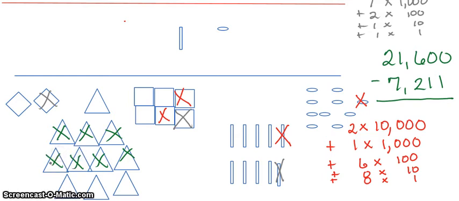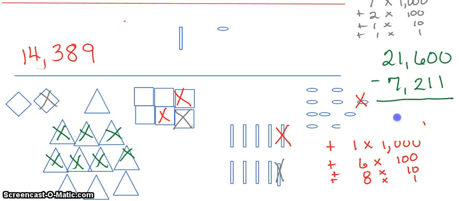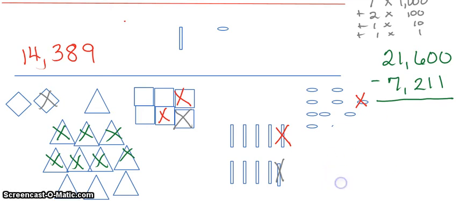So now I can see how much I have left. I have 1 in the 10,000s. I have 1, 2, 3, 4 in the thousands. I have 1, 2, 3 in the hundreds. I have 1, 2, 3, 4, 5, 6, 7, 8 in the tens, and I have 9 left in the ones. So my answer is 14,389. Now I can also demonstrate this by showing you how to just use the numbers.